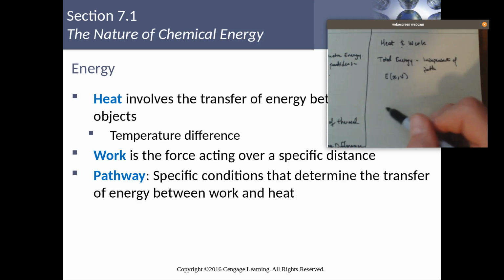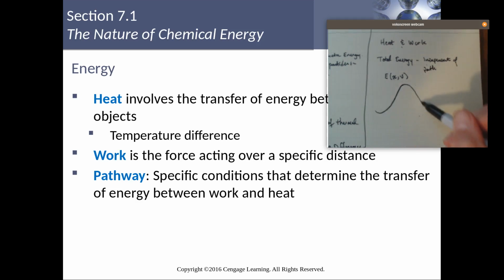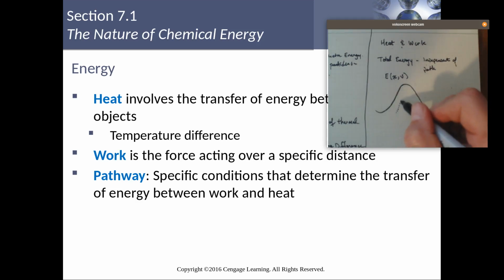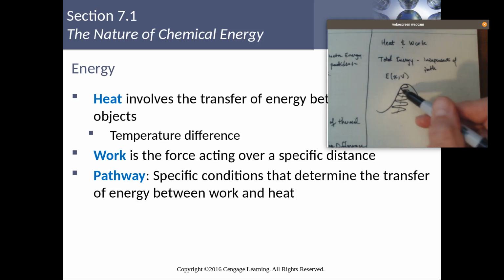For example, if I'm a mountain climber and here's my hill, and I try to walk straight up the hill, it requires a lot of work. But if I take a route like this, it might take longer, but I get to the same point. My change in energy is the same, but I used a different amount of work to go straight up the hill versus taking this side to side switchback type approach. So in thermodynamics, energy is what's called a state function.